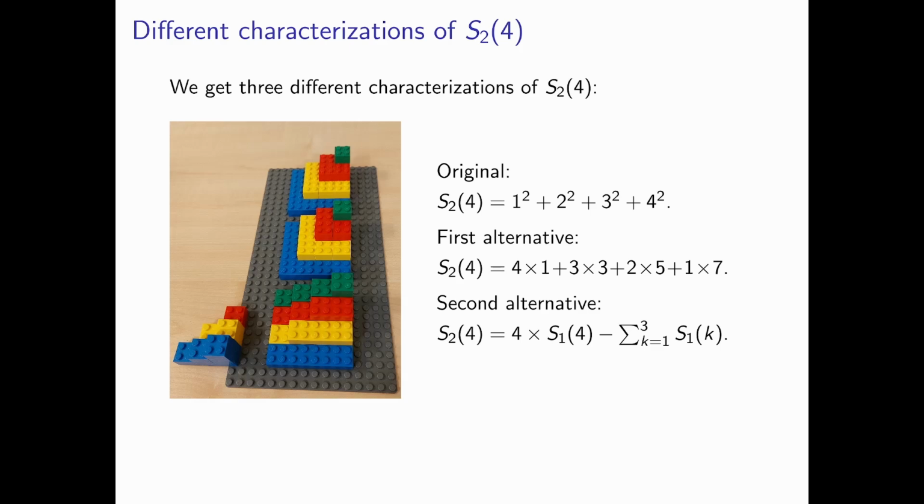This can be written in the following way using sum notation, where this part right here denotes all the terms that we had to remove from the original 4 copies of s sub 1 of 4 to create s sub 2 of 4. Both of these alternative characterizations of s sub 2 of 4 can be generalized to give us alternative ways of writing s sub 2 of n, and this is what we get.